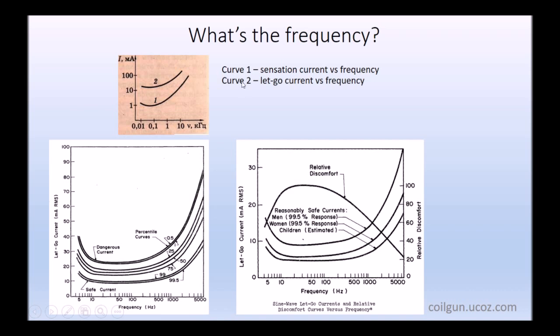What can be the frequency of these pulses? This is three pictures with the same thought in them. They show the curves of currents in dependence of the frequency. Curve 1 and curve 2 are sensation current and let-go current versus frequency. You can see that it has its minimum in a range of 10 Hz to 1 kHz.